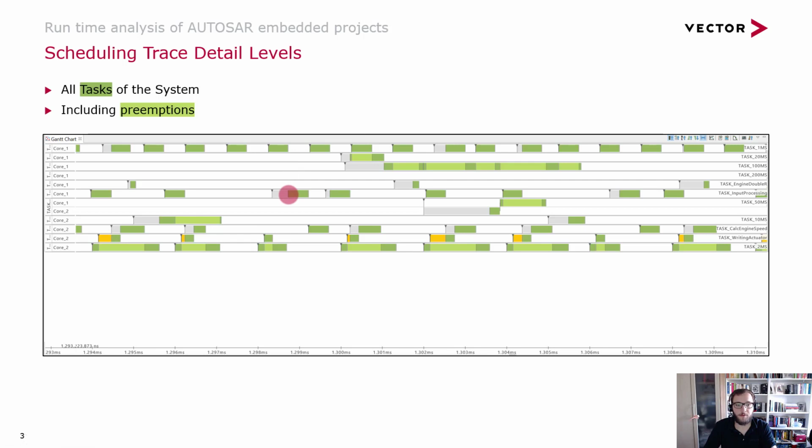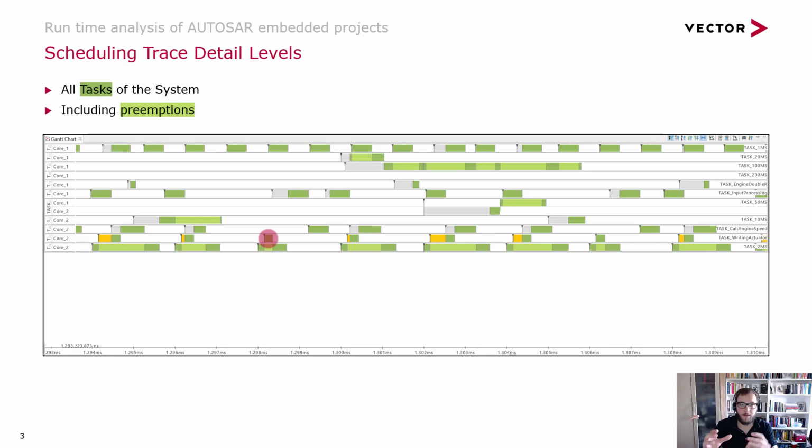And as well for the task that we had initially analyzed, so this task 2 millisecond on the bottom, you can see that the preemptions shown with the light green color have been caused by other tasks that were running with a higher priority on this core 2. For example, here it is getting preempted and starts to run again after the task writing actuator stopped running on this core.